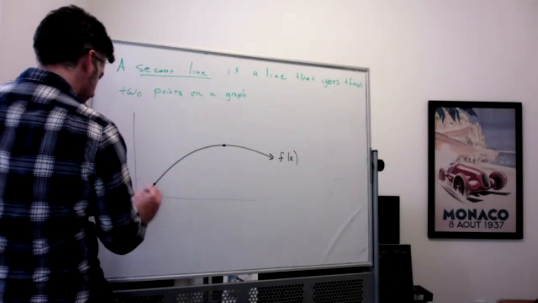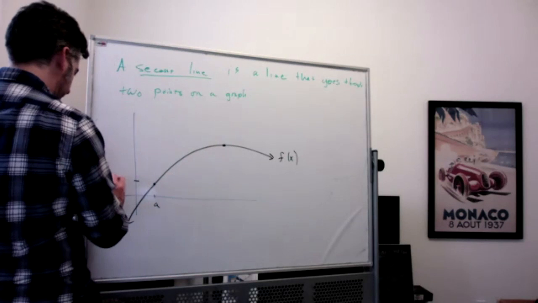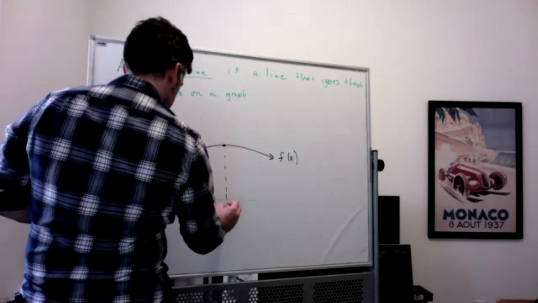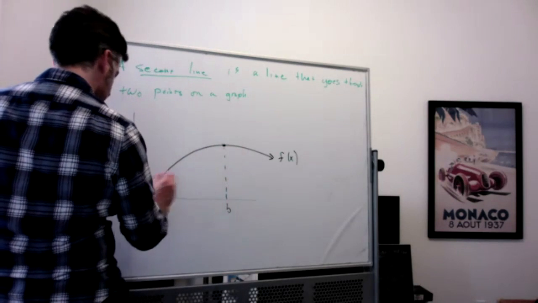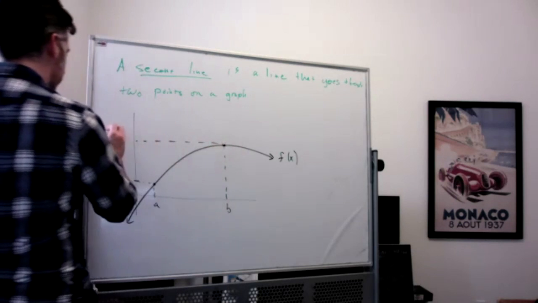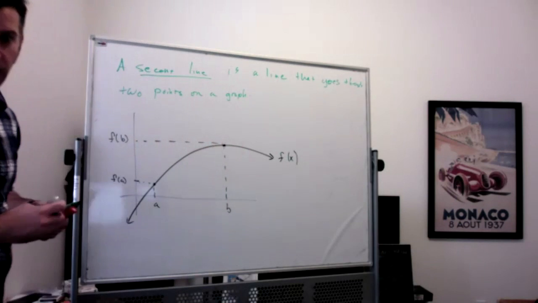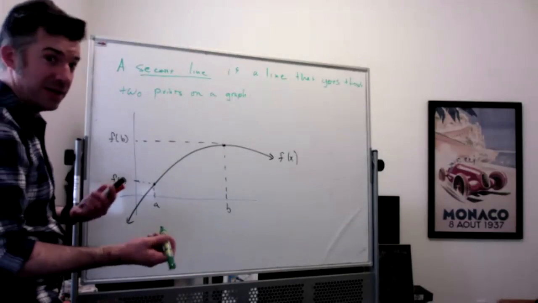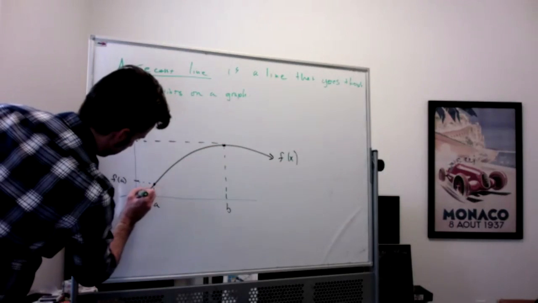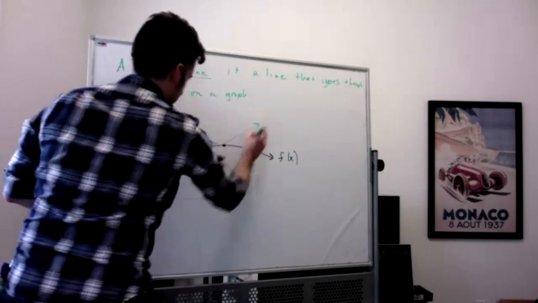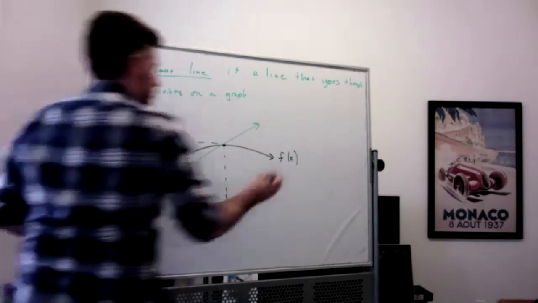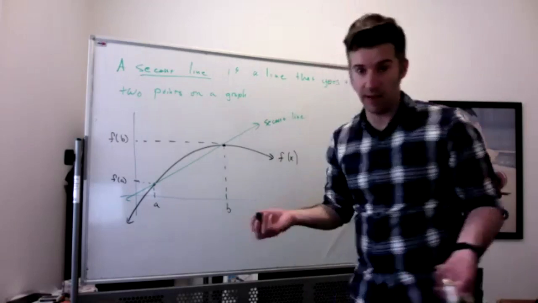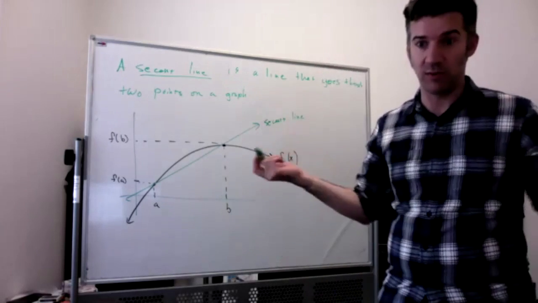This is the point A with a value of f of A. This is the point B with the value of f of B. Then the line that goes through those points, I should have drawn the line first and then made the points up. Close enough. That line there is the secant line. Or I should say a secant line, right? Because a secant line is any line that goes through two particular points on the graph.